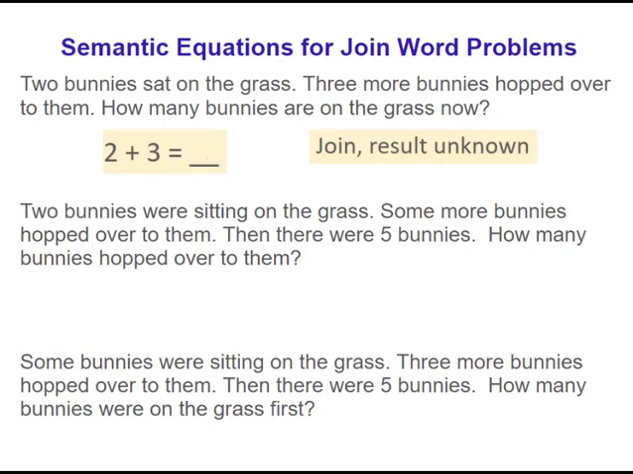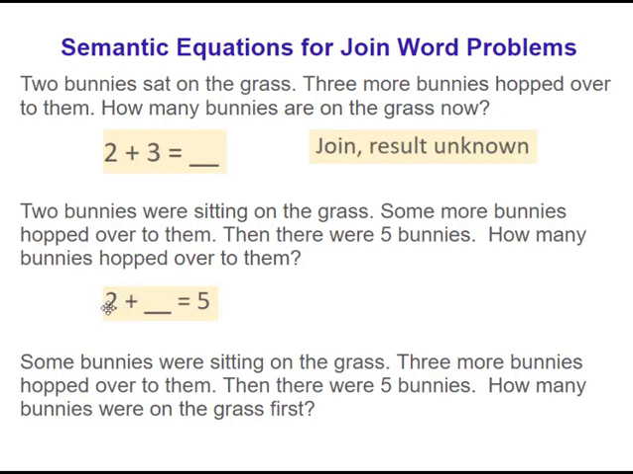Let's look at the second problem. 2 bunnies were sitting on the grass. Some more bunnies hopped over to them. Then there were 5 bunnies. How many bunnies hopped over to them? If I were to write an equation that perfectly matches this problem situation, I would write 2 plus blank equals 5.